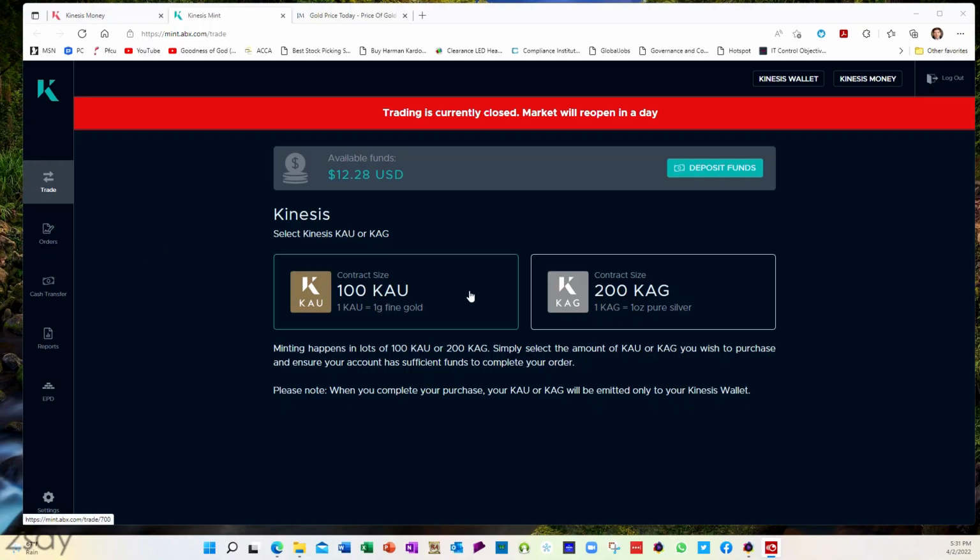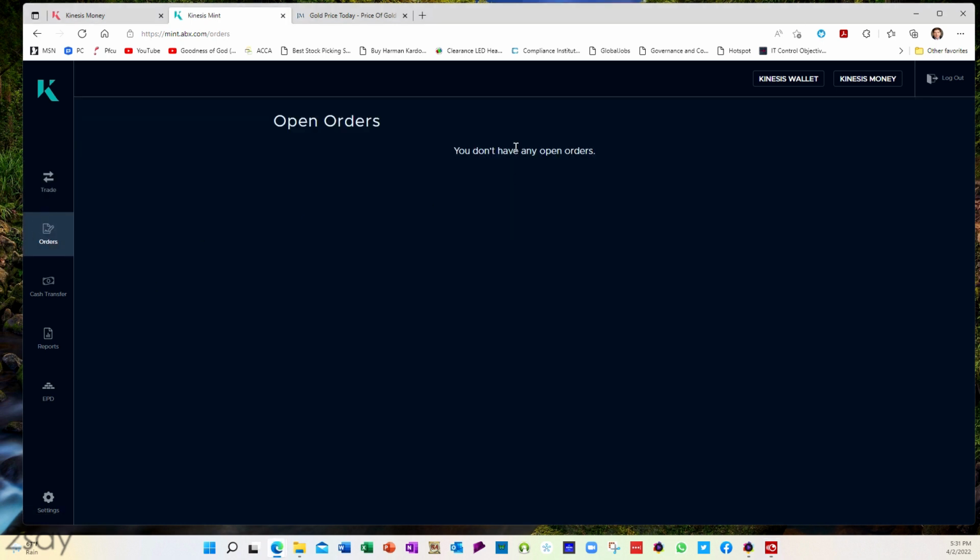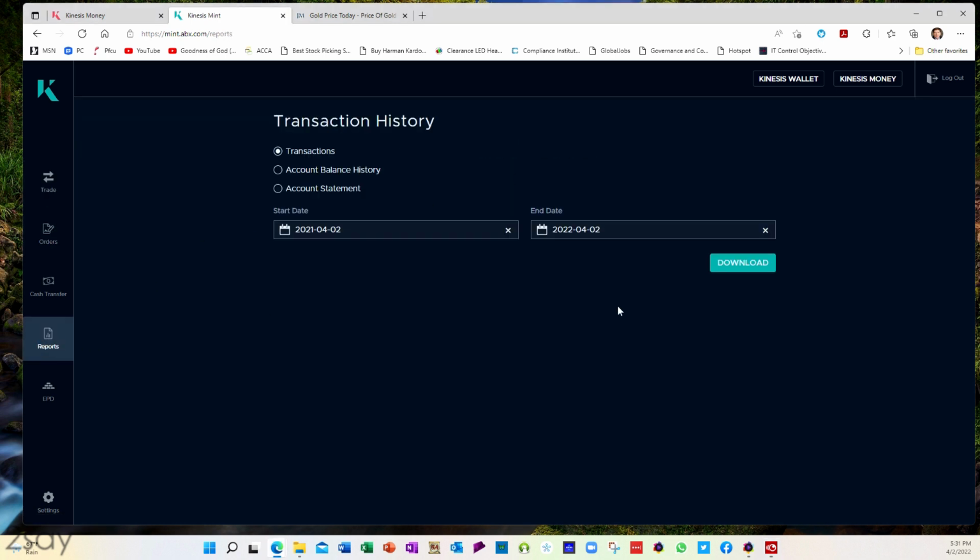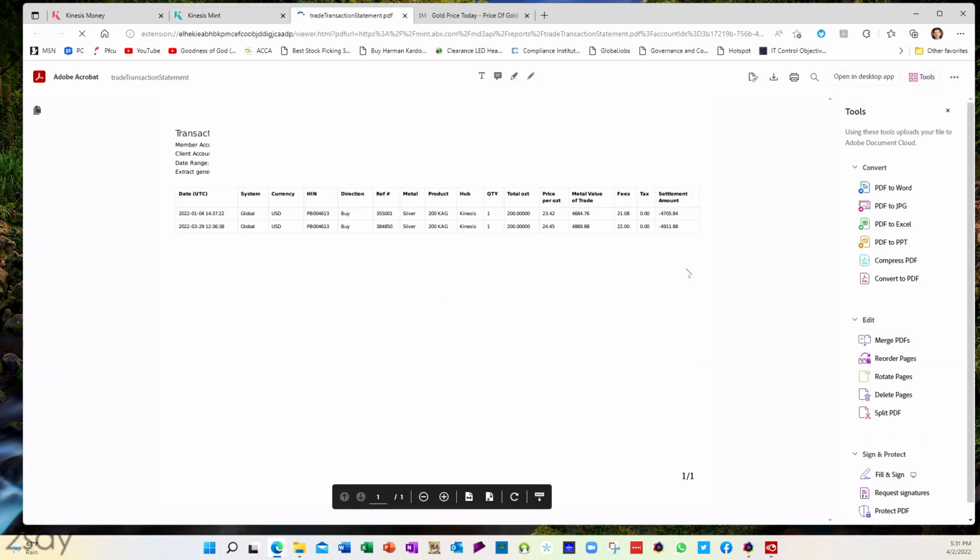So I'm going to set up a limit order to go directly from the sale of silver to the purchase of gold without going to a currency like US dollars in the middle. So we set up an order in the last one to buy 200 ounces of silver, and you can see I don't have any open orders, so I will show you that order executed. And here's just a quick report.